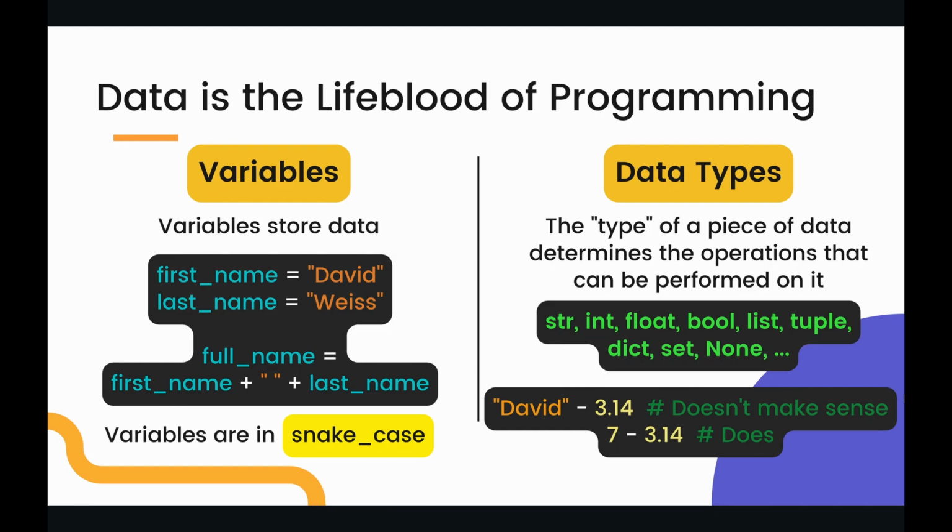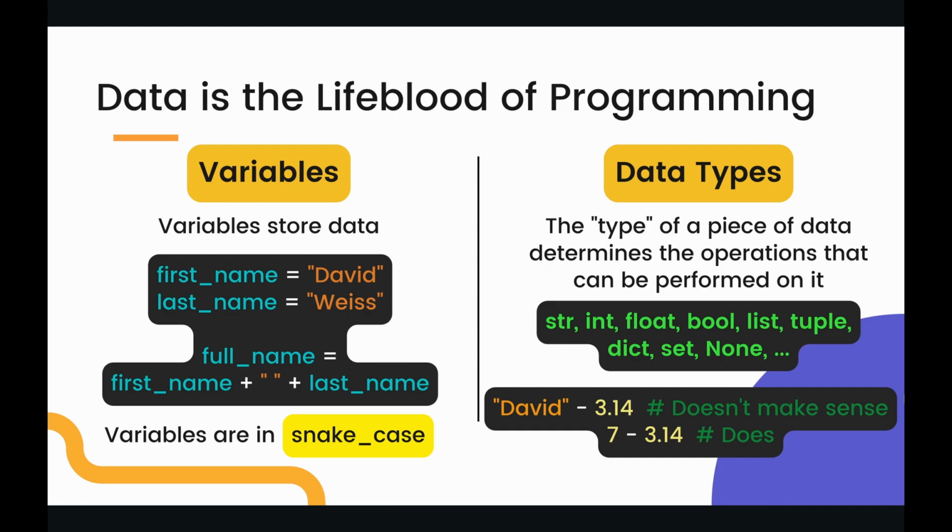Cool, so if we look at data types now, every piece of data that you store or that you work with in your program intrinsically has a type attached to it. And the type of that piece of data determines the operations that can be performed on it. So for instance, if I wanted to subtract 3.14 from the string David, right, that doesn't make sense. That doesn't make any sense because a string can't be subtracted, or a float, right, a numeric type can't be subtracted from a string. However, if you wanted to subtract 3.14 from the number 7, that does make sense because the data types are aligned.